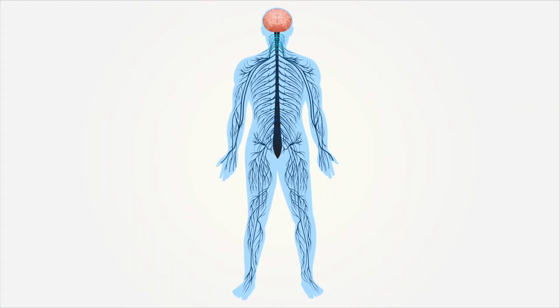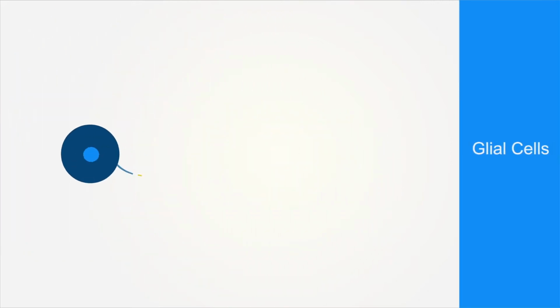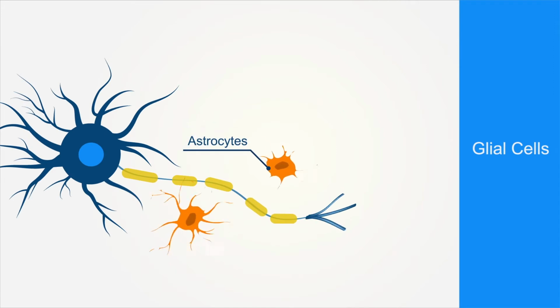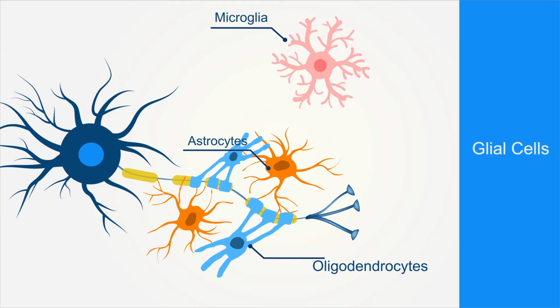As we continue our study of the central nervous system and how it works, we will now discuss specific types of cells, what they do, and how it relates to current research. Glial cells. There are three main types of glial cells: astrocytes, oligodendrocytes, and microglia.